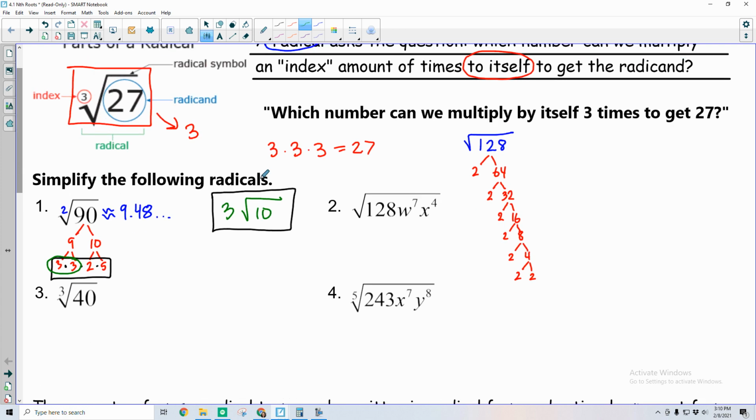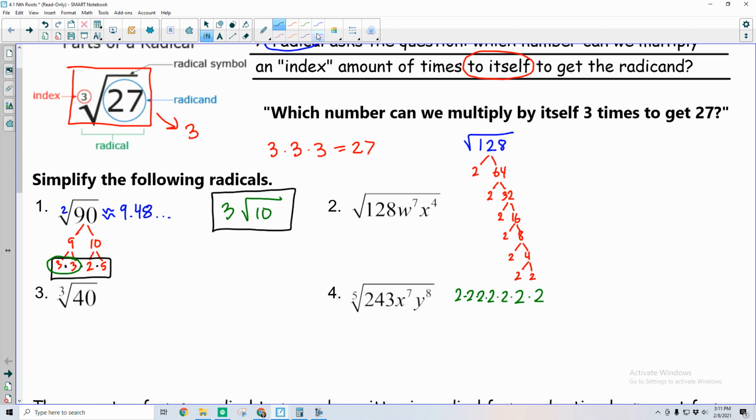What I like to do, just in case your factor tree gets really crazy, is write all of the prime factors all together so we can see just how many 2's there are. So there's 1, 2, 3, 4, 5, 6, 7 of these. Great. This is the secret code that's unique to 128. No other number will have these exact prime factors, so this is unique to 128.